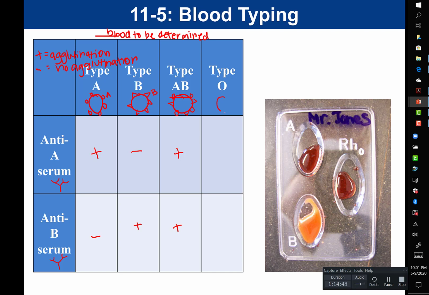If we have type O blood, remember, it is naked. There are no surface carbohydrates.